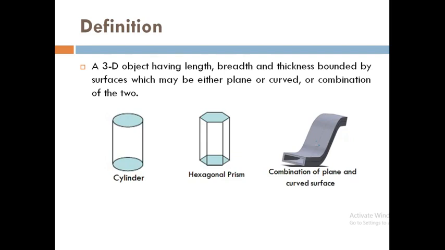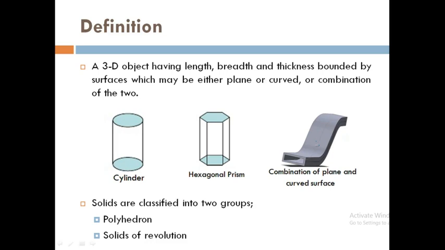If you look at the cylinder, it is a 3D object bounded by a curved surface. And if you look at the hexagonal prism, it is a 3D object bounded by plane surfaces. And the next sketch is a 3D object bounded by a combination of both plane and curved surfaces. So these are some examples of 3D objects or solids.